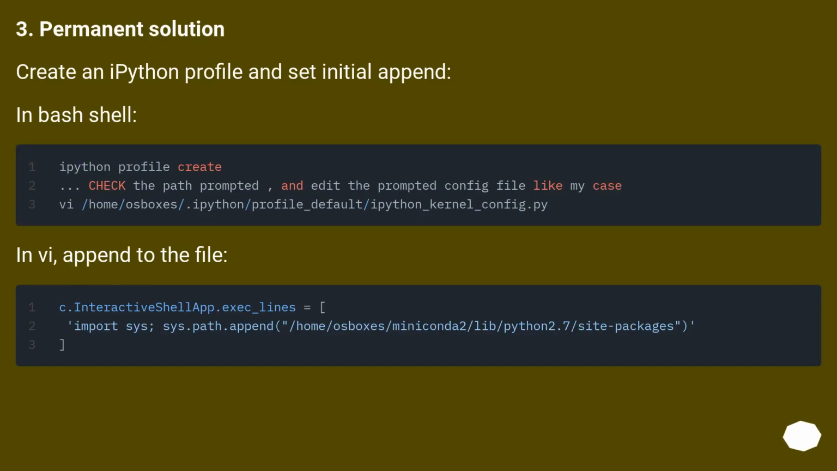3. Permanent solution. Create an ipython profile and set the initial append in the bash shell. In vi, append to the file. Done.